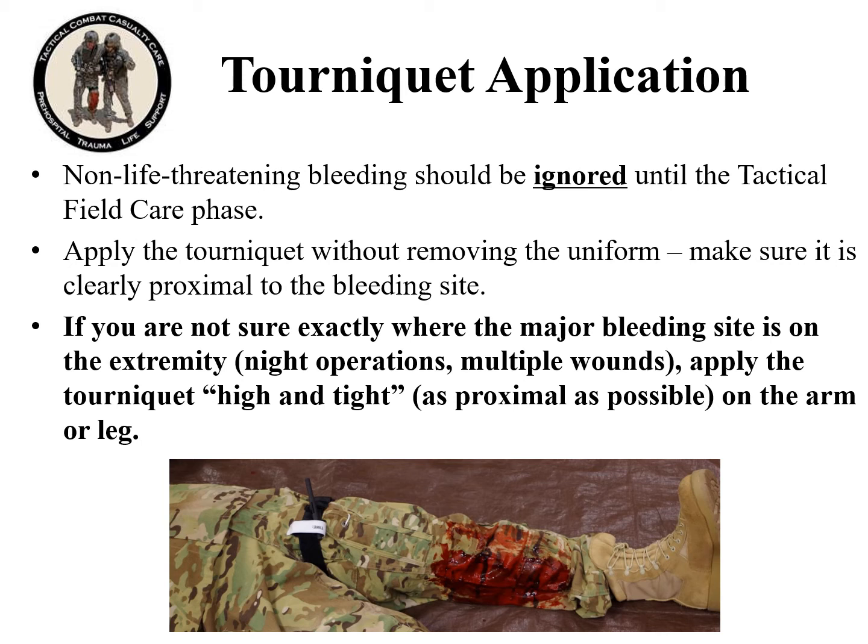Non-life-threatening bleeding should be ignored in this phase until the tactical field care phase. Apply the tourniquet without removing the uniform. Make sure it is clearly proximal to the bleeding site. If you are not sure exactly where the major bleeding site is on the extremity, apply the tourniquet high and tight on the arm or leg.